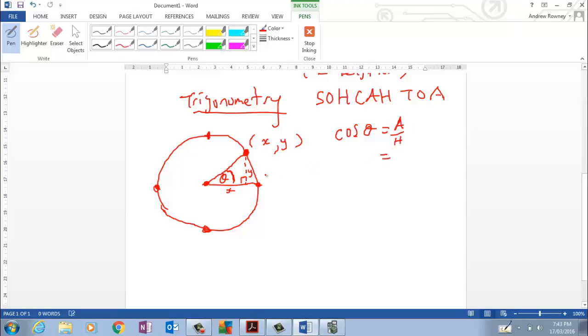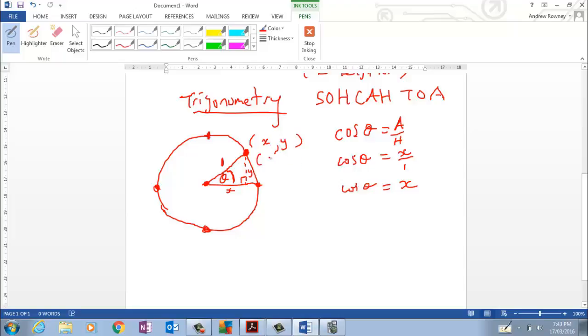Now adjacent using this triangle is x. The hypotenuse, because this is a unit circle, is 1, so it's x over 1. So we have cos theta equals x over 1. Anything divided by 1 is itself. So we've got cos theta equals x. So we can now rewrite this.